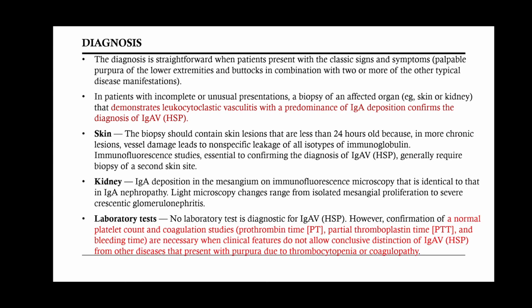As for laboratory tests, no laboratory test is diagnostic for IgA vasculitis, HSP. However, confirmation of a normal platelet count and coagulation studies are necessary when clinical features do not allow conclusive distinction of IgA vasculitis from other diseases that present with purpura due to thrombocytopenia or coagulopathy.